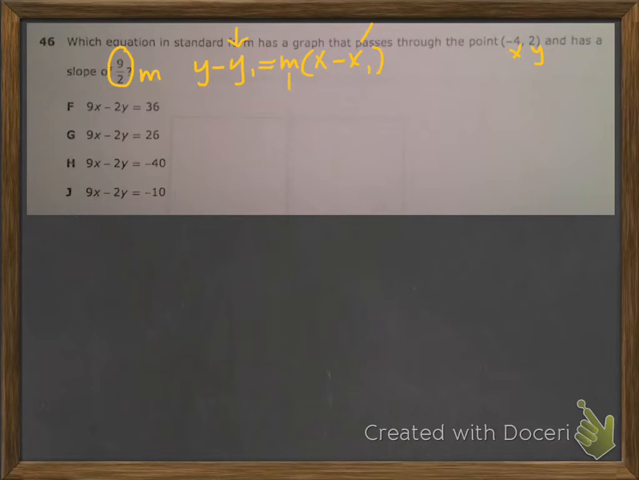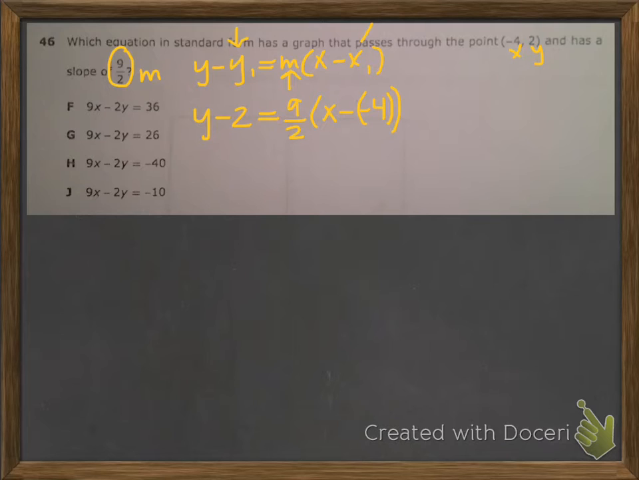And then you're also going to replace the m with the slope that they give you. So let's go ahead and do that. y minus, my y value is 2. My m is 9/2. Parentheses x minus, my x value is negative 4. Okay, so right now we're in point slope form. We got to go to standard form.